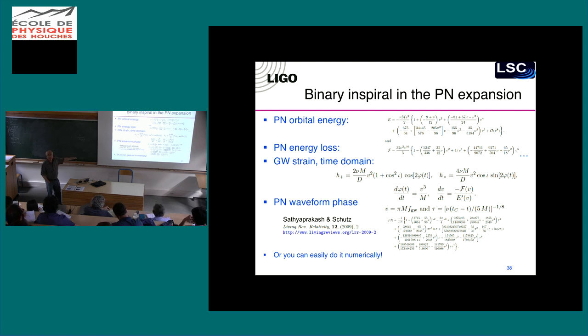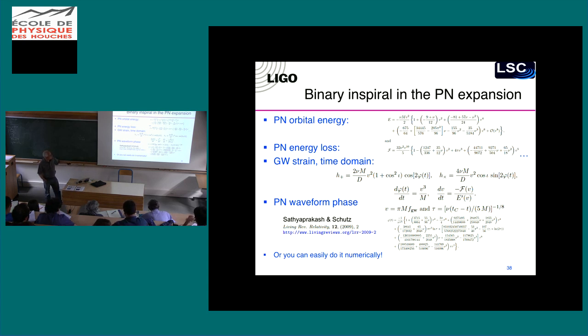With these two things, you can evolve a waveform, and get in the time domain the strain in terms of the phase. The phase evolution, the phase as a function of time, you can get just from Kepler's laws, and it's just v cubed over m. This is just the velocity, and the evolution of the velocity is given by the energy loss divided by the energy. That's it. That's all you need to evolve waveforms and get h of t, which basically goes like the cosine of 2 phi of t. That's the phase of the waveform.